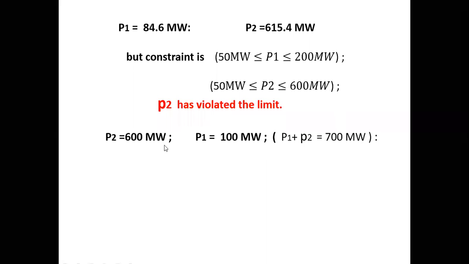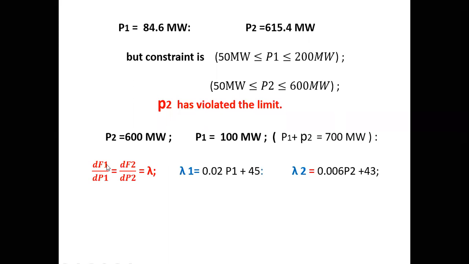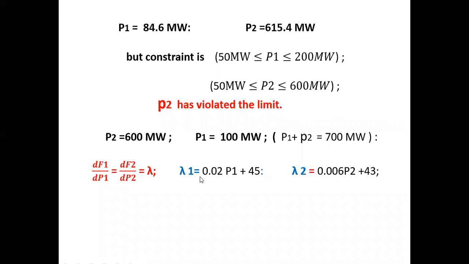How you can do re-verification: already we know the incremental fuel cost, and it is given by df1 by dp1 is equal to df2 by dp2 is equal to lambda. Try to substitute P1 and P2 in df1 by dp1 and df2 by dp2, then you will get lambda 1 and lambda 2. So in case 1, we got lambda 1 equals 47 and lambda 2 equals 46.6.